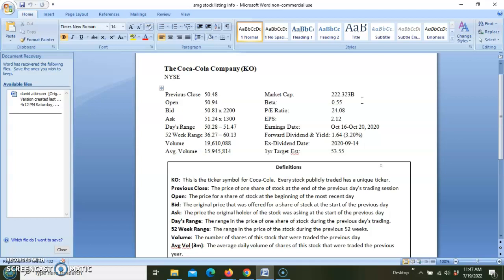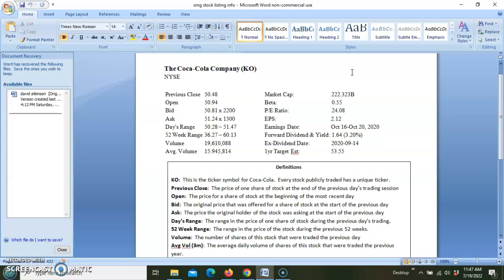Coca-Cola, does that fit the bill for that? Indeed it does. Coca-Cola's beta is 0.55. That means that if the S&P 500, say, were to lose 10%, then we would think that Coca-Cola would only lose about 5.5%. Coca-Cola, although losing value, would lose value much less than the average corporation. So that would be a good investment then in a bad economy.